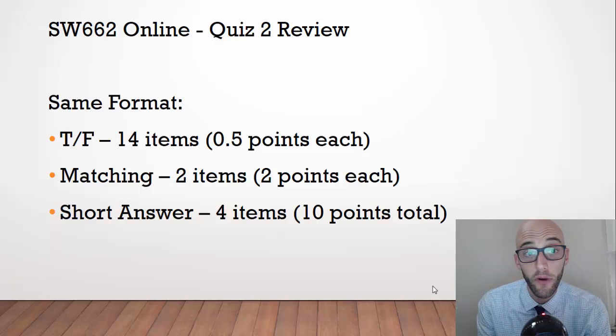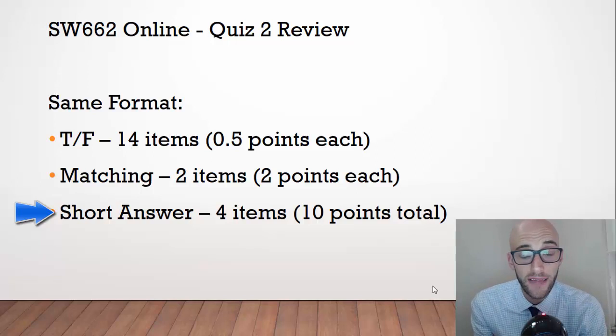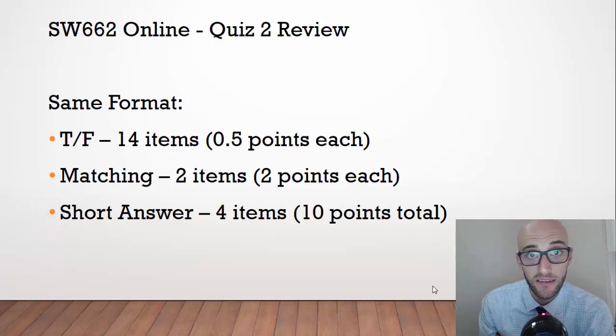Because there's going to be more point value in the matching items. There's going to be 2 matching items that are worth 2 points each, for a total of 4 points of the full credit for the quiz. And there's also going to be 4 short answer items that are worth 10 points total. So that makes up half the points just in the short answer items that are later on in the quiz.